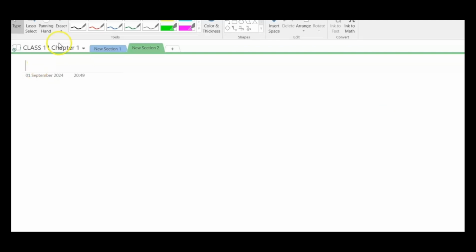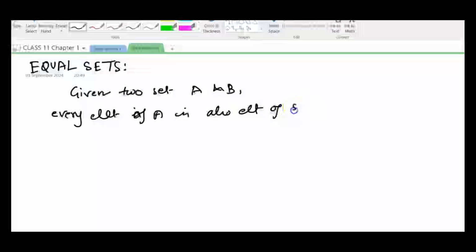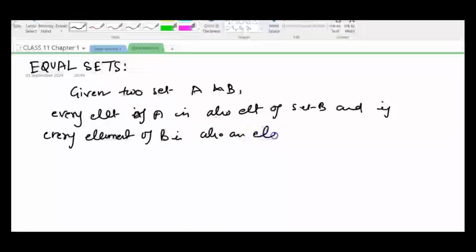Now let's see what are equal sets. So suppose we are given two sets, A and B. If every element of A is also an element of B, and if every element of B is also an element of set A, then we say that set A and set B are equal.